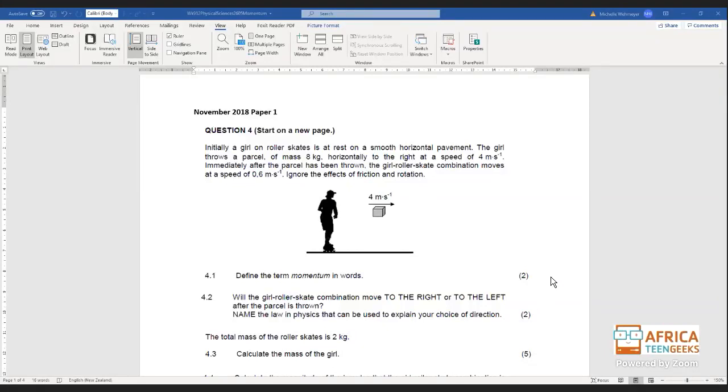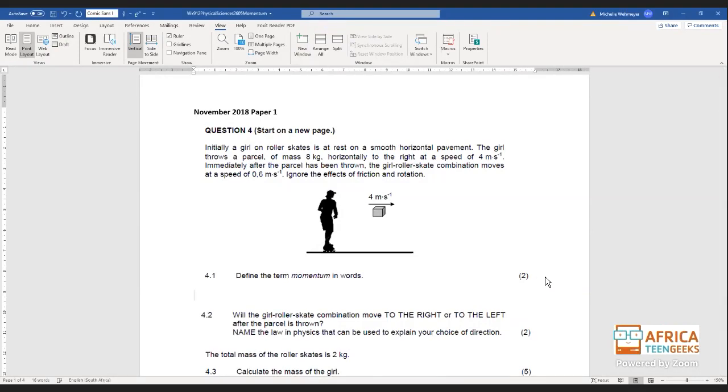Then question 4.1, they ask us to define momentum in words, and momentum is just a product of mass and velocity. Okay, then the second question says, will the girl roller skate combination move to the right or the left after the parcel is thrown, and name the law in physics that can be used to explain your choice of direction.